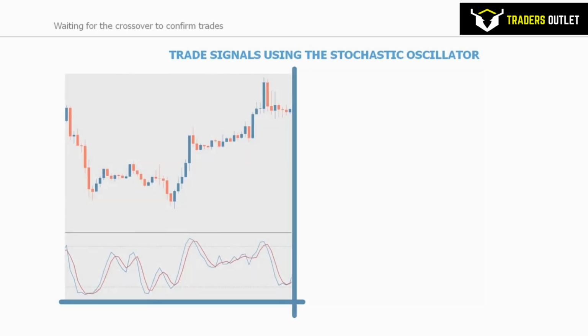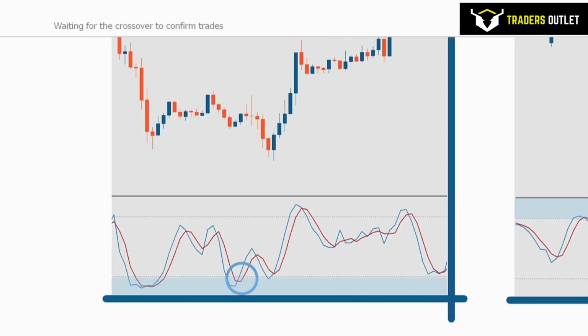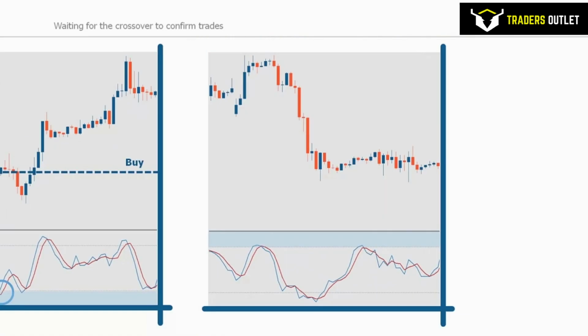When looking to use the stochastic oscillator for trading signals, it is advised that you wait for the moving average lines to cross over each other after they have moved into the overbought or oversold zones. For example, if the lines move below 20 and then rise and cross back above 20, this would be a bullish signal and a long trade could be considered. And if the stochastic lines are above 80 and then drop and cross down below 80, this would be a bearish signal, and a short trade could be considered.